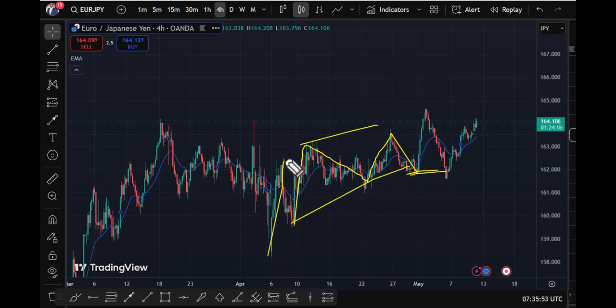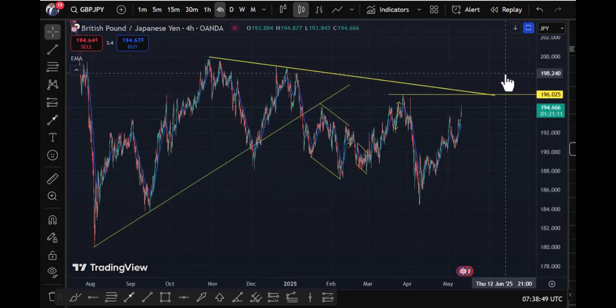So we have this, we have this, we have this. So it's a complete structure. And there's a break of structure here. So if there's a break of this, that should be an indication for a sell. So let's take a look at the pound yen.